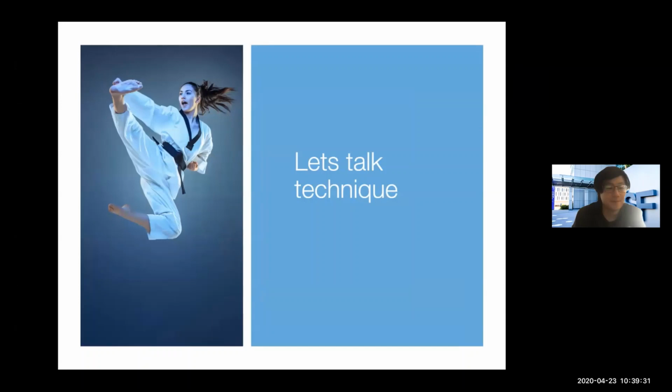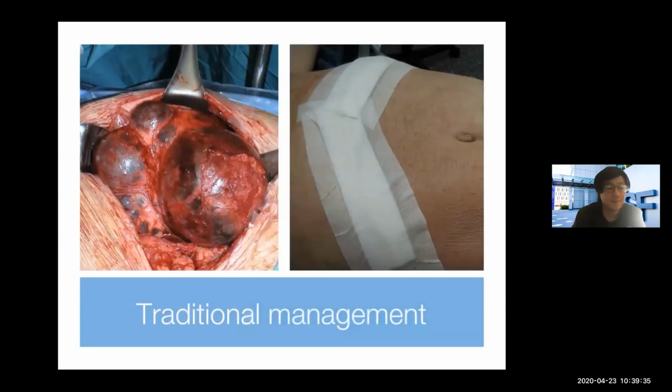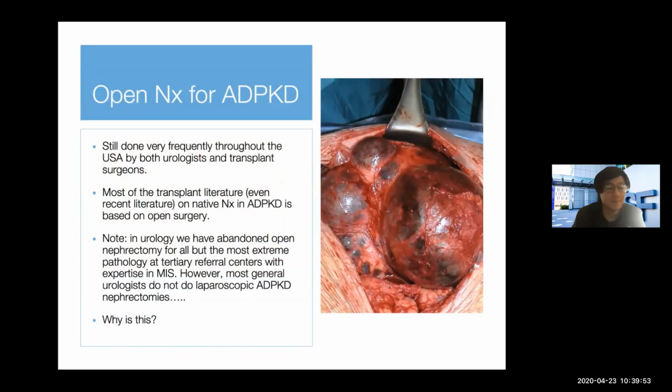So let's talk a little bit for the last section on technique. So traditional management of polycystic kidney disease generally involves a large incision. These are big kidneys. A lot of room needs to be made to do the procedure. And so a chevron approach has really been the gold standard for managing this. And obviously that's a difficult incision to recover from. This is still done very frequently throughout the United States by both urologists and transplant surgeons.